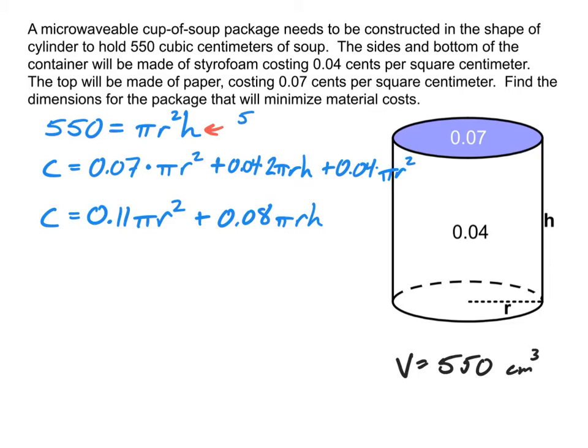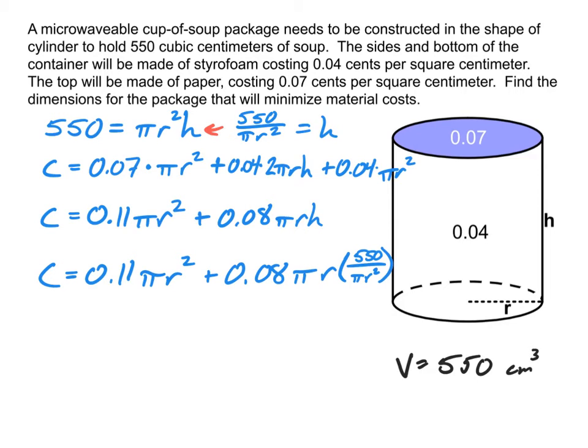I'm going to solve that for h. And so that's going to give me 550 over pi r squared. All right, so I can now substitute that into our c equation. Looking at our resulting equation, I do see that there's a little bit of simplifying we can do here in this term. I'm going to be able to multiply this 0.08 by 550, and I'm also going to be able to clean up this r that's being divided by r squared over here. The first part's not really affected at all because there's not really anything we can clean up there.